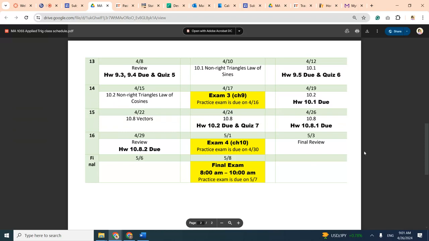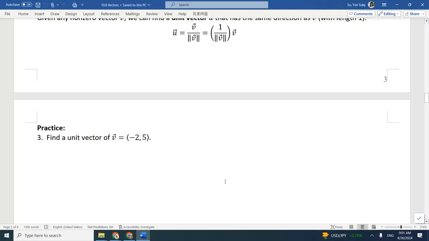Okay, any questions so far? No? Then let's continue with 10.8. Last time we talked about vectors. If we're given two points P and Q, then to find the vector PQ, we use the terminal point Q minus the initial point P. A vector has a length or magnitude plus a direction. Two important concepts: the magnitude and the direction.